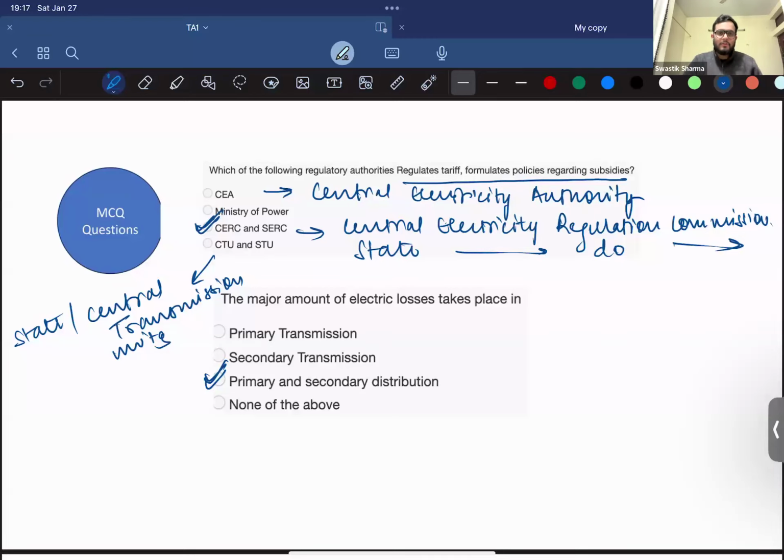Okay. So it's not just because of that. It's also, actually, because in distribution we transmit the power at a lower voltage. At lower voltage, the current rating is high. Okay, it's not just because of that. There is one more reason.